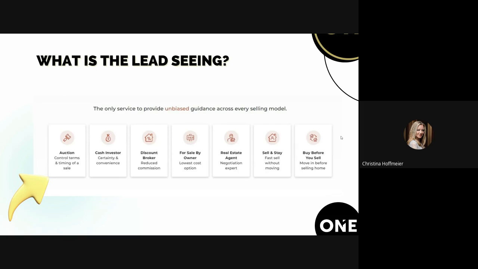An example of sell and stay would be having an investor purchase their home and then renting it back to them, or buy before you sell. Okay, so each one of these is very distinct. If you have not worked with any of these programs or don't know much about it, definitely come to other trainings, which will go over some of these, or start doing your research online.